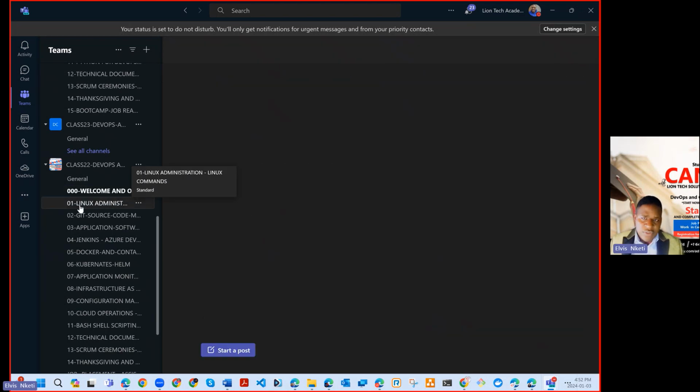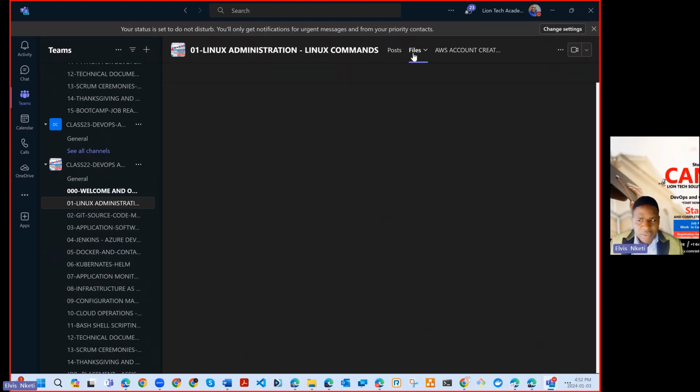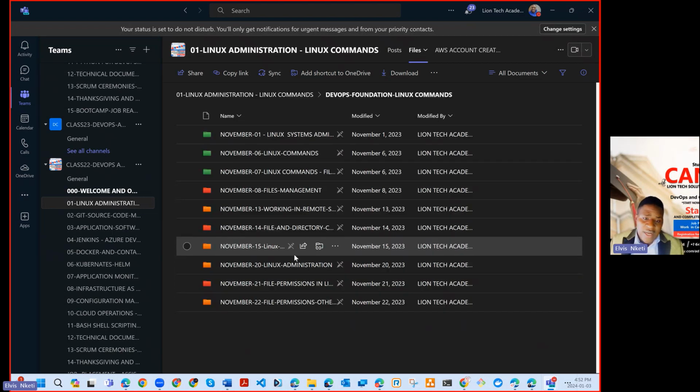Then we start with Linux. Linux is an enterprise operating system, just like Windows, but it's used by organizations to host their application. If you look at our Linux folder, see the way the classes are organized. Someone asks, what if I miss a class? Can I always come back to the recordings? The answer is yes.